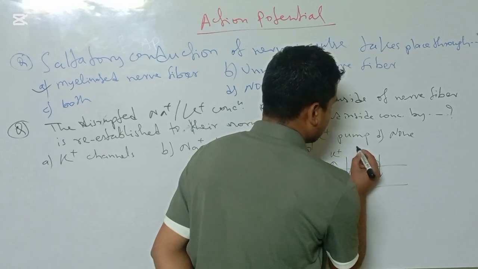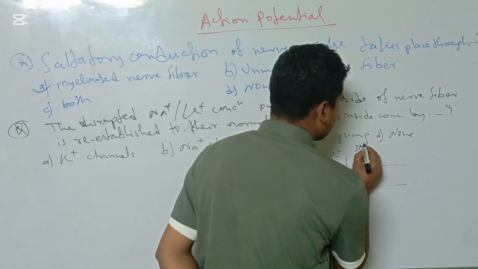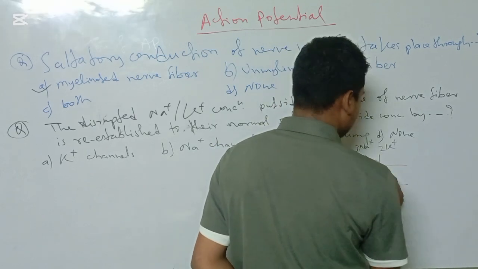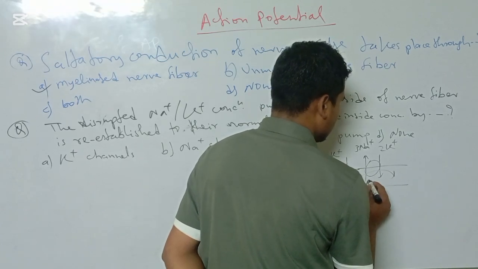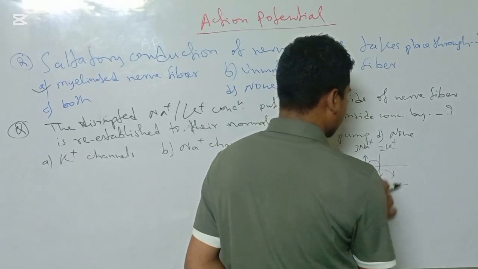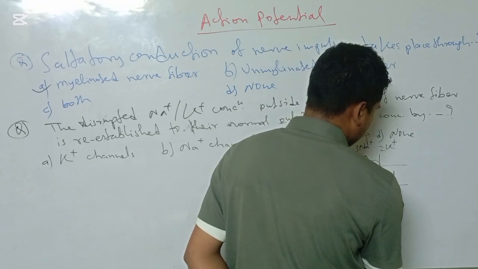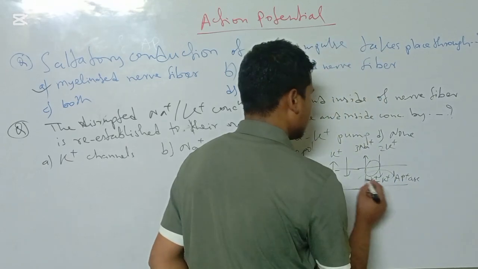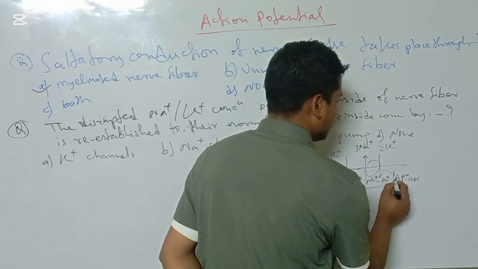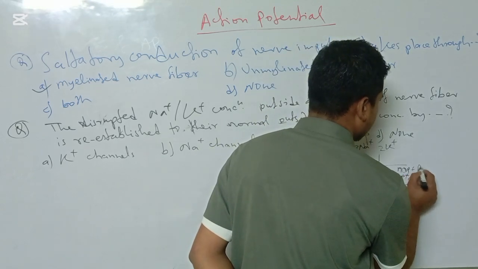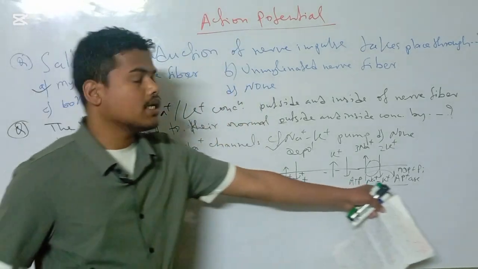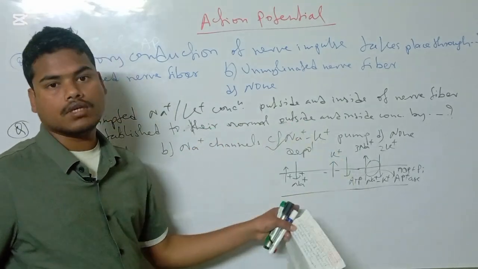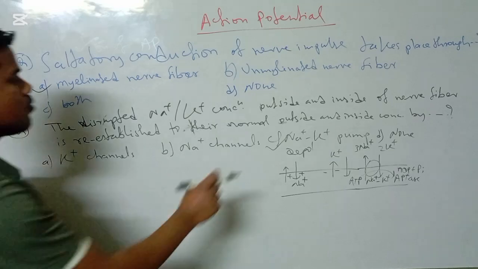What will this pump do? It will transport 3 sodium outside and transport 2 potassium inside by active transport. This is primary active transport, sodium potassium ATPase, that is, direct ATP will be utilized here, producing ADP plus inorganic phosphate, and this will re-establish the normal concentration of sodium and potassium. So, the answer will be sodium potassium pump.